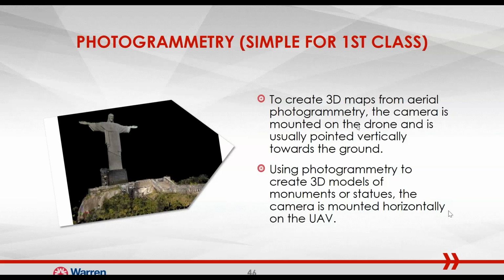So you can create this from aerial photogrammetry. The camera is mounted on the drone and pointed vertically towards the ground, otherwise known as a nadir, pointing straight down. But you can also use photogrammetry, and you can use drones to create 3D models of monuments or statues. And here the camera might be on an oblique or horizontal on the unmanned aircraft vehicle.